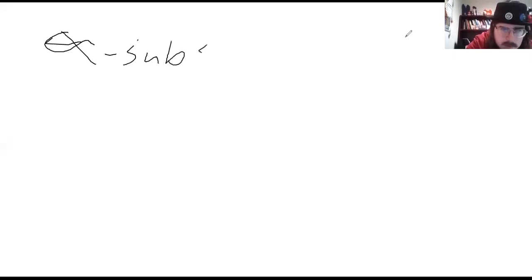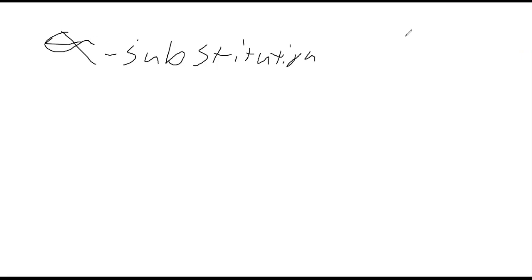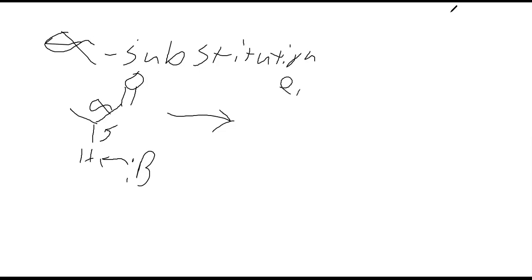Alpha substitution involves the replacement of a hydrogen adjacent to the carbonyl, saying that this particular H is incredibly acidic, all things considered. Of this carbonyl, this is the alpha position. Alpha substitution is where we have some sort of base attack here to form what's called an enolate ion. Enolate.